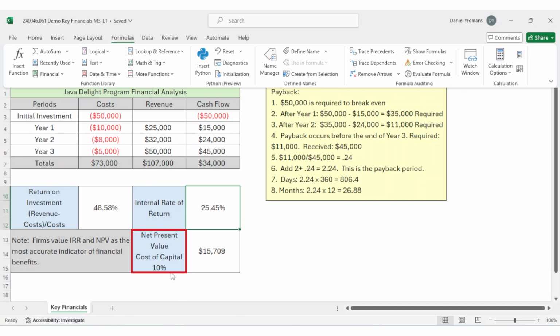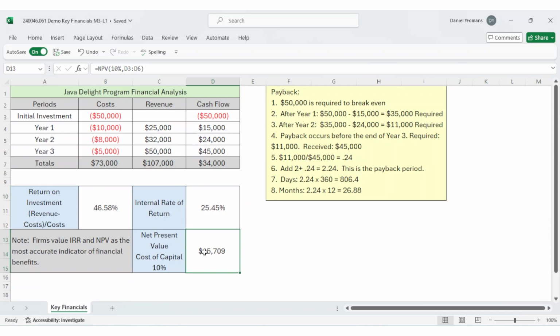In this particular case, we are using 10%. The cost of capital is the rate of return required by investors to compensate them for the risk of investing their capital in a company. It represents the opportunity cost of using funds for a specific investment and is often used as a benchmark to evaluate the profitability of investment projects. The cost of capital typically includes the cost of debt and the cost of equity, reflecting the overall financing costs for the company.